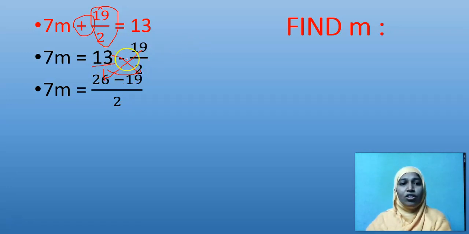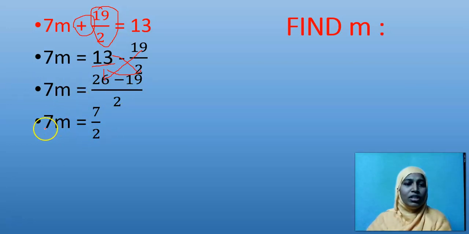How to do addition or subtraction in fractions. Cross multiplication. 13 2s are 26. 1 19s are 19. So 26 minus 19 will be 7. 7 by 2. This 7m I have written as such.